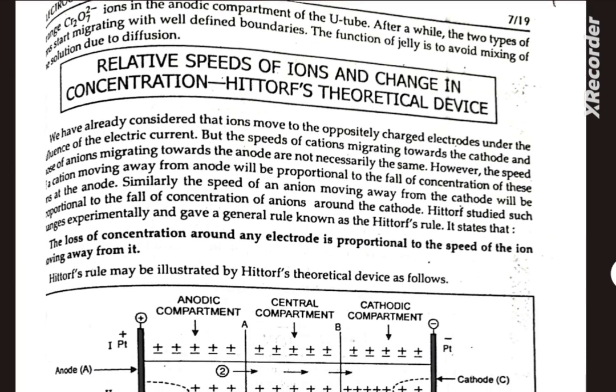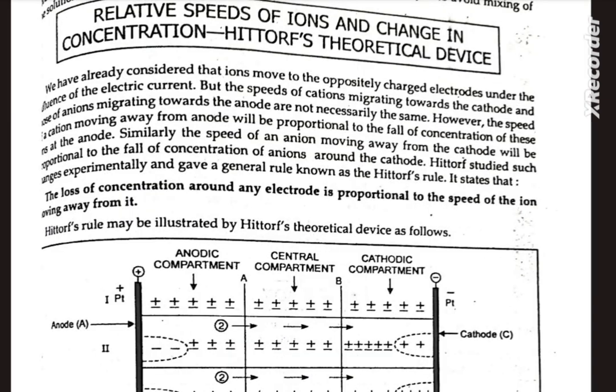Relative speed of ions and change in concentration. Hittorf's theoretical device. We have already considered that ions move to the oppositely charged electrodes under the influence of electric current, but the speed of cations migrating toward the cathode and those of anions migrating toward the anode are not necessarily the same. However, the speed of a cation moving away from the anode will be proportional to the fall of concentration of these at the anode. Similarly, the speed of an anion moving away from the cathode will be proportional to the fall of concentration of anions around the cathode.